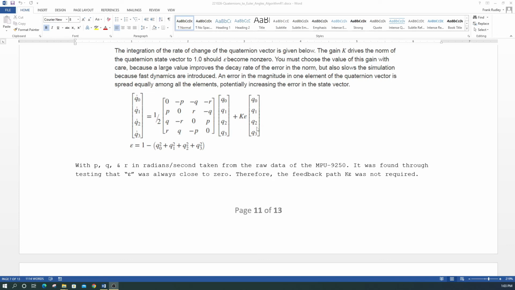Although I had to experiment with it, and it does appear to work. If I set this to some gain, it does feedback and adjusts a little bit better and provides maybe a little bit better numerical stability. But using floating point, this didn't seem to be necessary. With P, Q, and R in radians per second, you want to make sure your body axis angular rates are in radians per second. With P, Q, and R taken from the raw data of the MPU 9250, it was found through testing that epsilon was always close to 0. Therefore, the feedback path K epsilon was not required.